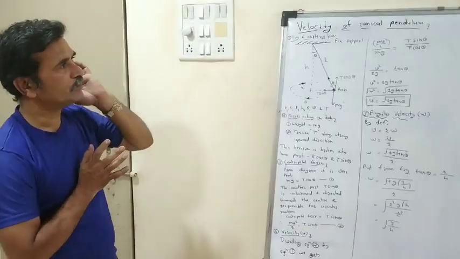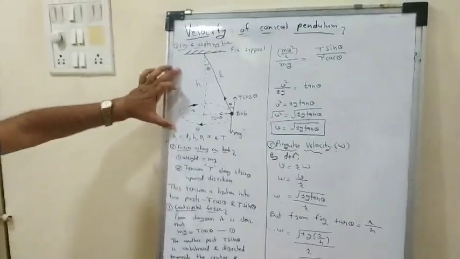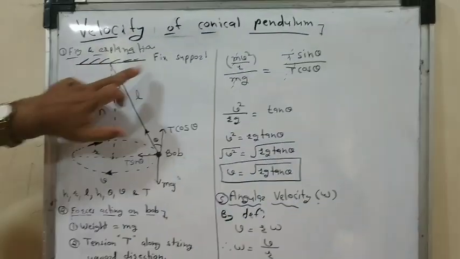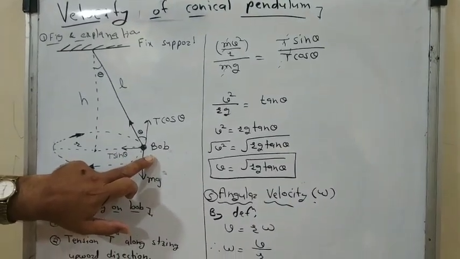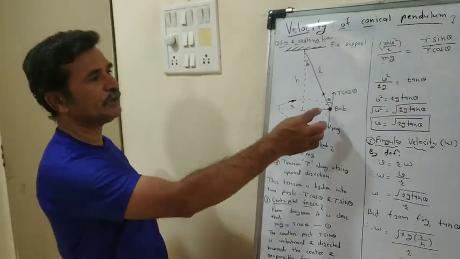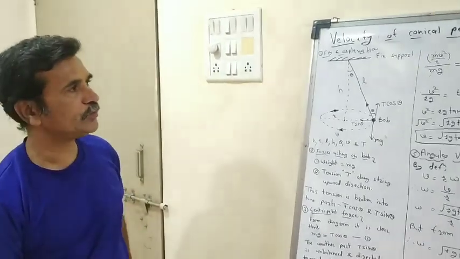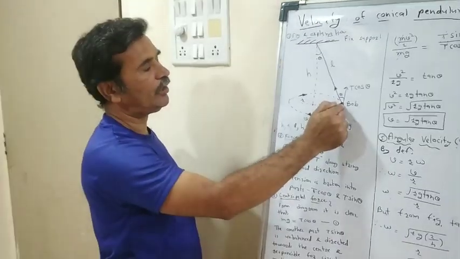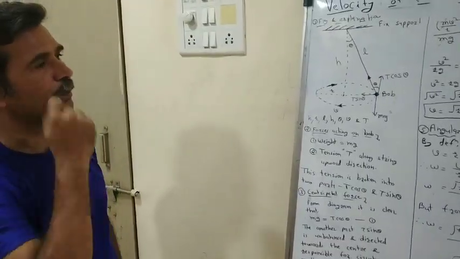So in the first step, a diagram is compulsory. So draw a proper diagram with the help of a pencil with proper symbols. This is a fixed support. From this, if we draw a straight line up to the bob, bob means what? A small spherical body. We have seen this part in the previous standard. This spherical body is called, in scientific language, the bob. So this point of suspension to the center point of the bob is called L. L means length of the simple pendulum.